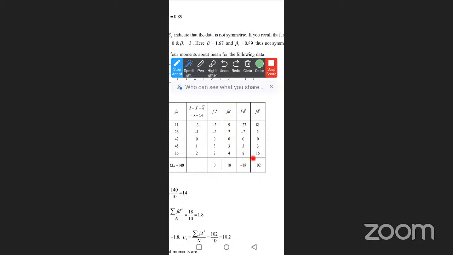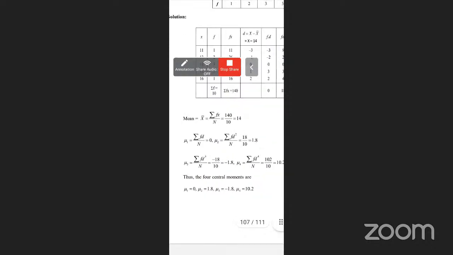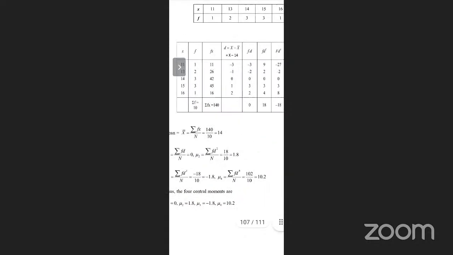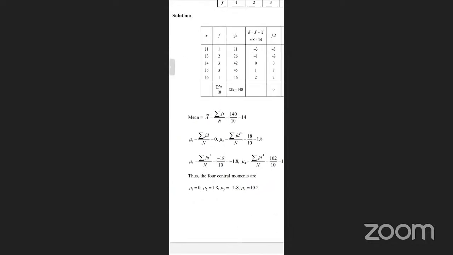Right. So here, mu1 is equal to 1 by n sigma fd, which is equal to 0. Look, fd came out as 0. So sigma fd by n equals 0. That means mu1 is always 0. For any problem, the first central moment should always be 0.